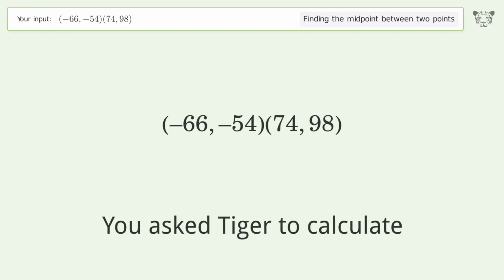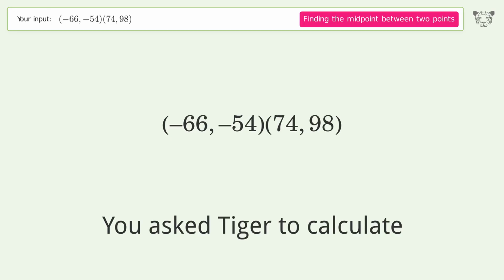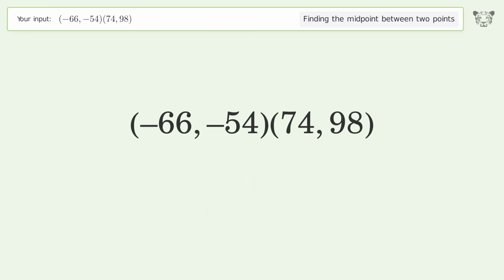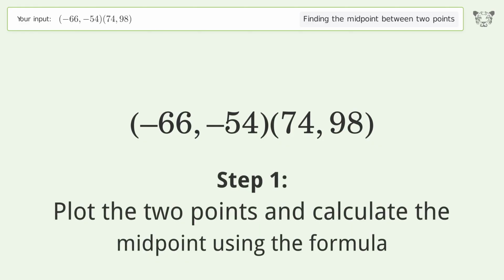You ask Tiger to calculate. This deals with finding the midpoint between 2 points. The midpoint between the 2 points is 4,22. Let's solve it step by step. Plot the 2 points and calculate the midpoint using the formula.